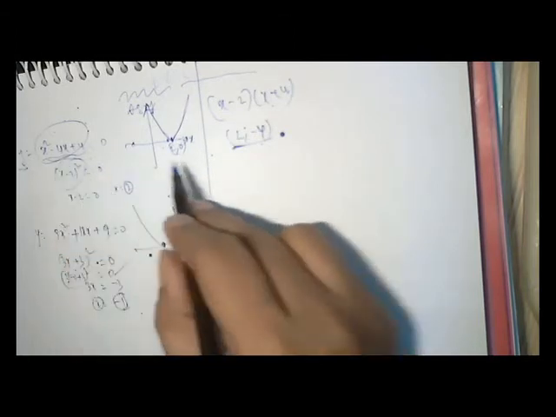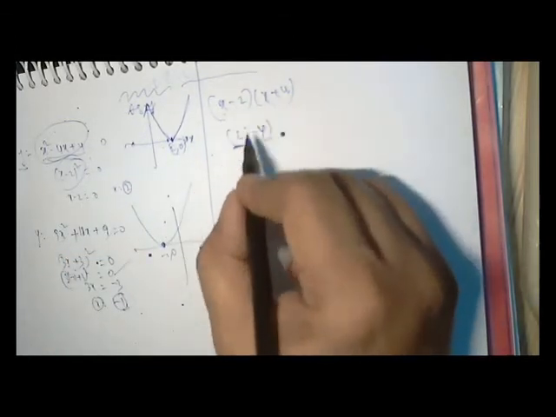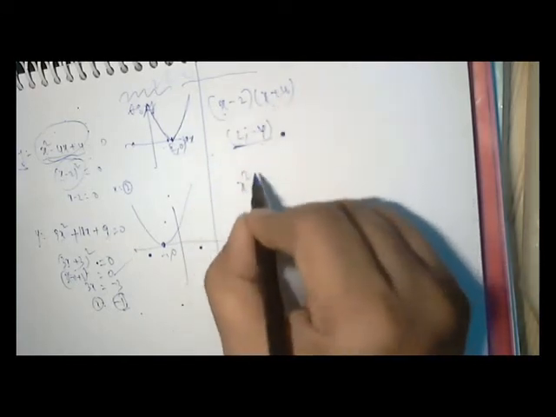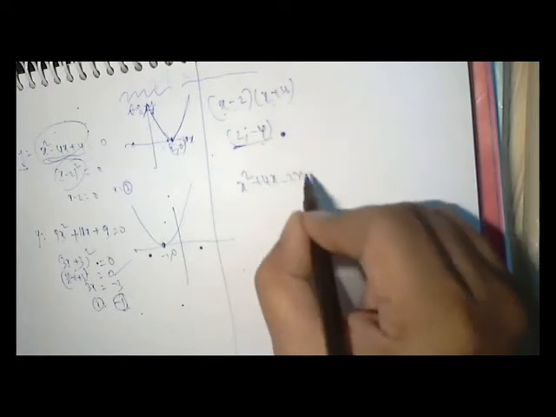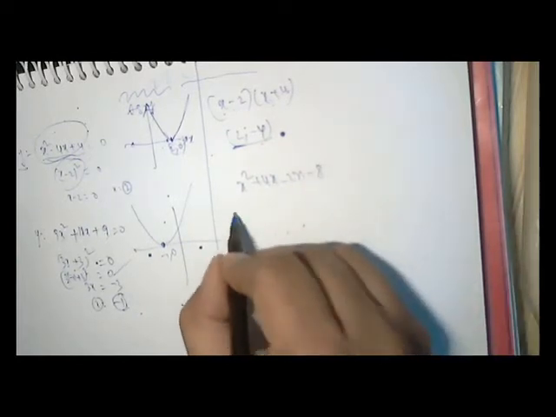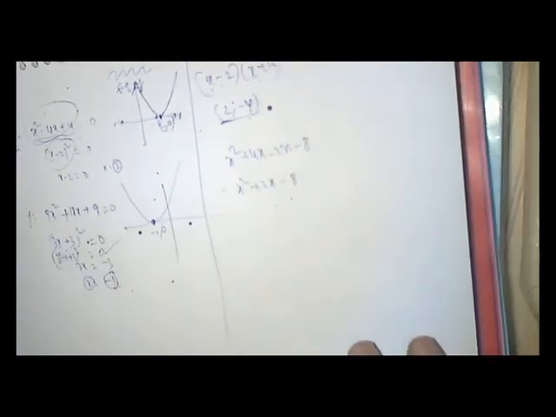But let us do the squaring method. When I multiply this, x into x, x square, x into plus 4, 4x, minus 2x, minus 2 into 4, minus 8. So this is x square plus 2x minus 8. I want this to be 0.